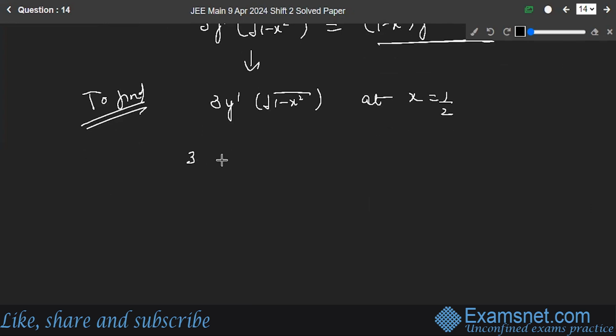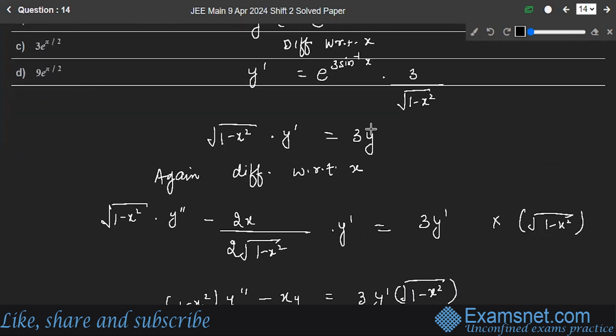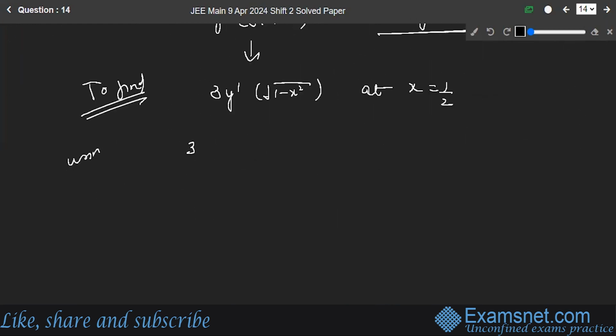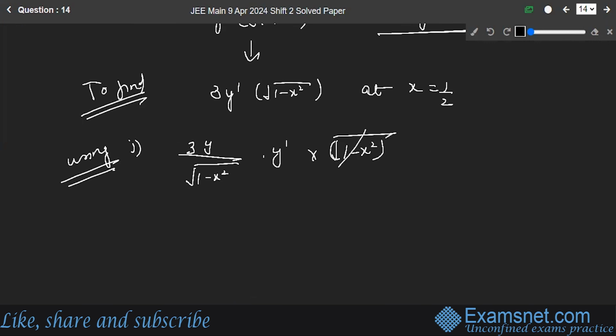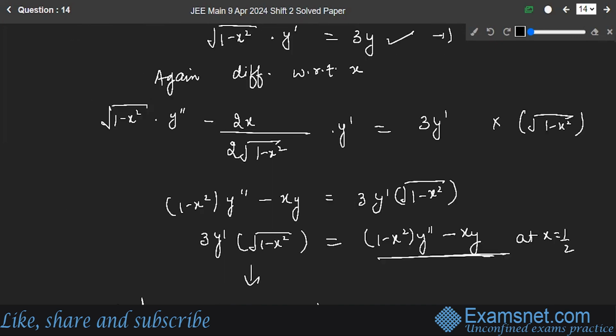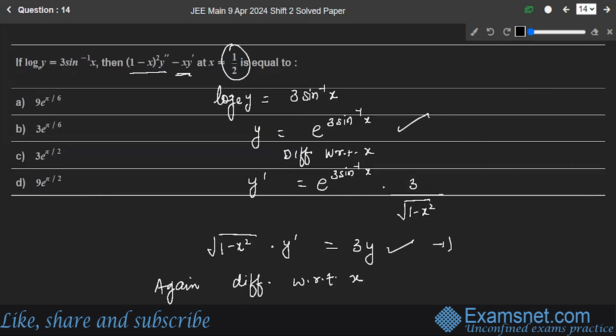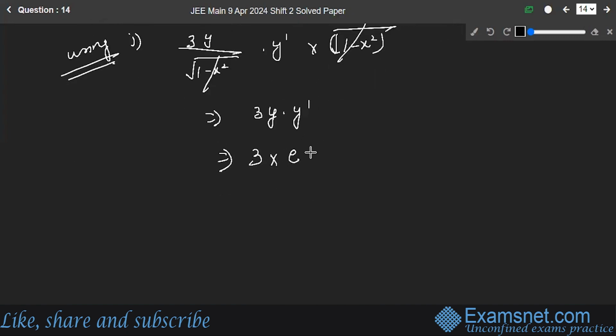And this will give me, what was y dash equal to? It was 3 upon this. From here, let's say this is 1. So using 1, you have y dash is equal to 3y upon root of this, into y dash into 1 minus this whole thing under the root. This and this will cancel. So this will be 3y into y dash. And what is y? Y was equal to e raised to power 3 sine inverse x.